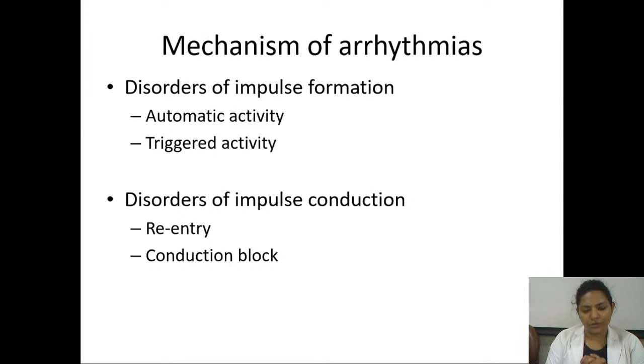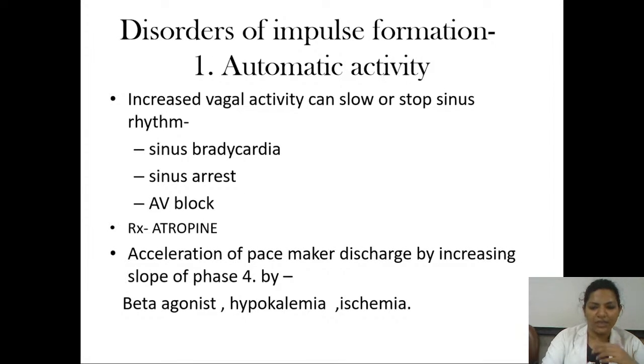Now we'll be discussing the mechanism of arrhythmias in a little bit of detail. First of all, what are the problems in impulse formation? Either there can be automatic activity or triggered activity, and when it comes to impulse conduction, there can be re-entry or conduction block. Please note that re-entry is a much more common phenomenon as compared to conduction block, right? So now we'll discuss these topics in a little bit of detail.